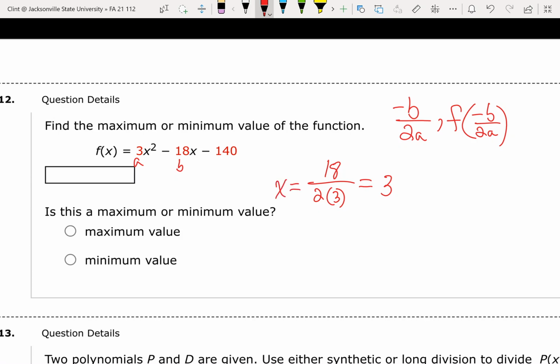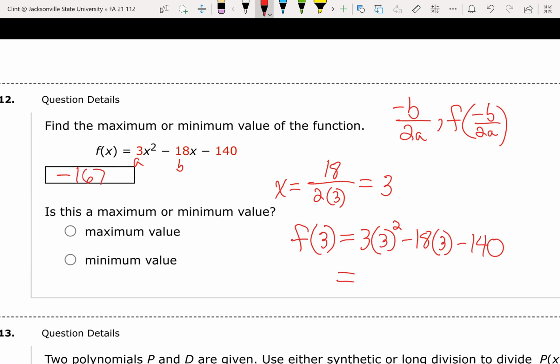Now to get our y coordinate, we're going to take 3 and plug it into our function. We want f of 3. Numbers are a little big here. 3 times 3 squared, 18 times 3, minus 140. I'm going to be a little lazy and use my calculator here. 3 times 3 squared, 18 times 3, minus 140, is negative 167.